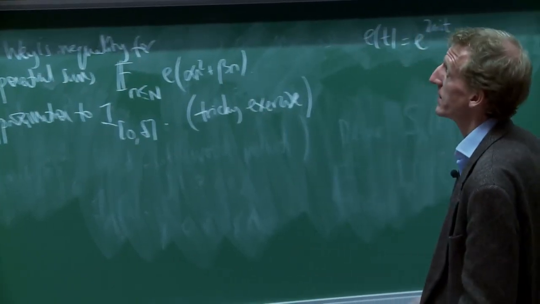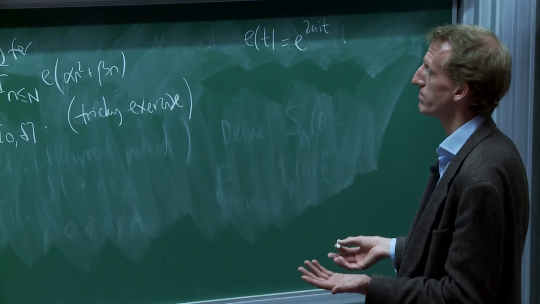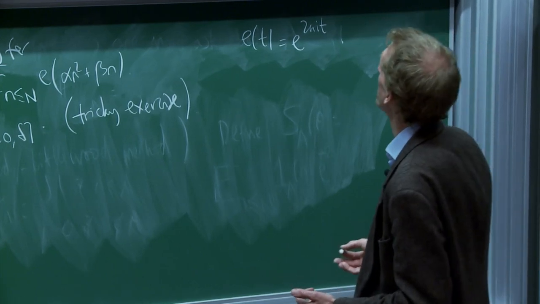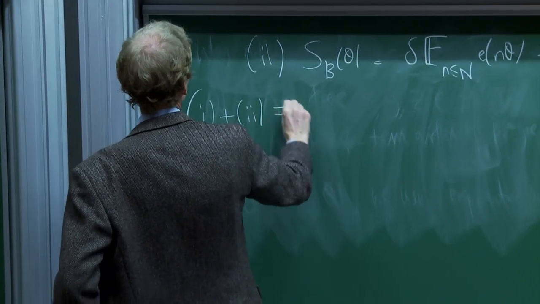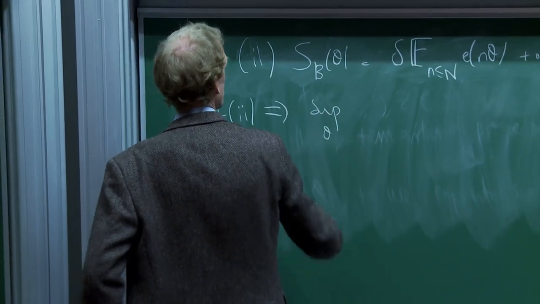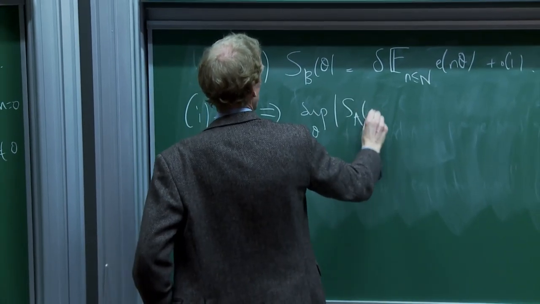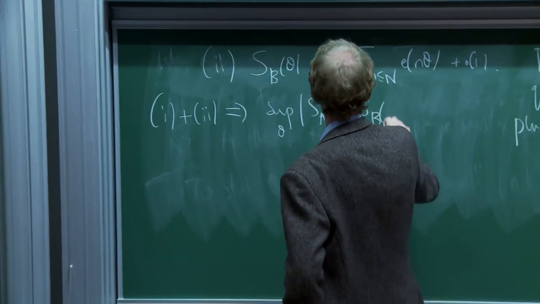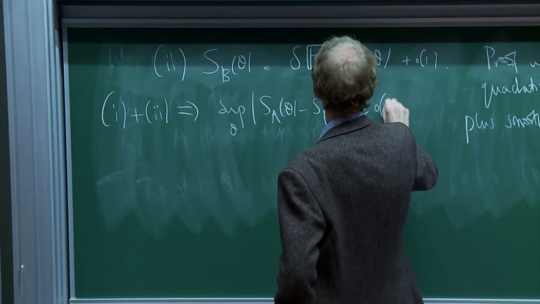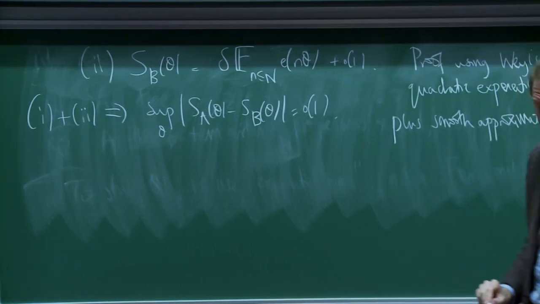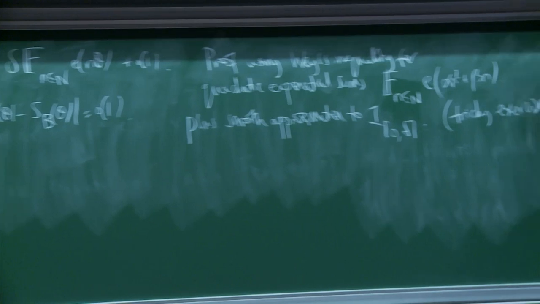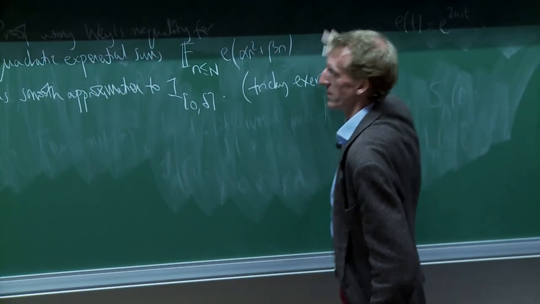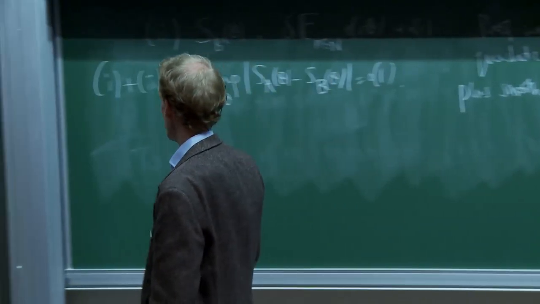Okay, so the exponential sums are essentially the same. Hence 1 plus 2 implies that the sup over theta of S_A(theta) minus S_B(theta) is small, so the exponential sums are close. Now, what about the four-term arithmetic progressions? How many four-term progressions does A have?